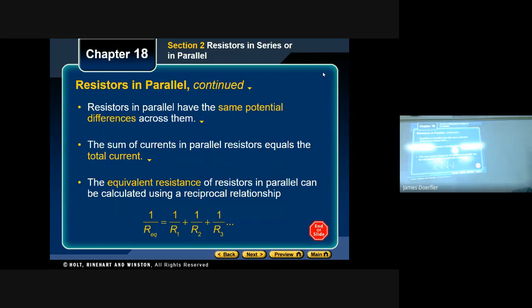The sum of currents in parallel resistors equals the total current. So those two statements right there are going to be utilized when we do our breakdown of resistors in complex circuits. This time, however, whenever we calculate the equivalent resistance in parallel, it can be calculated using a reciprocal relationship.